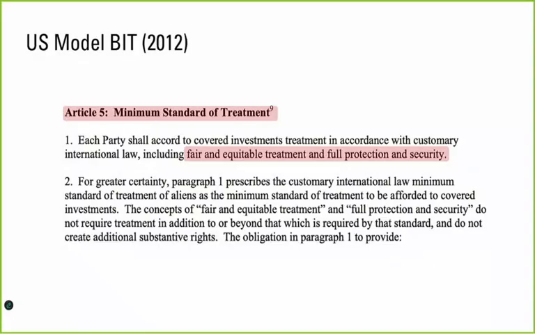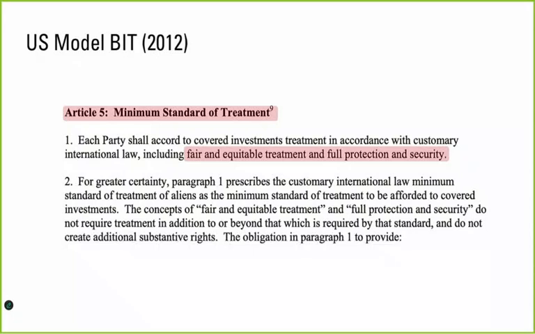What does it mean? Now, some tribunals treat full protection and security simply as the protection of the physical security of investments. This is the line that I tend to agree with. Again, always feel free to disregard; there are lots of tribunals that disagree with me. I do agree with the tribunals that have limited full protection and security to the protection of the physical security of investments. So protecting investments and investors from physical harm.